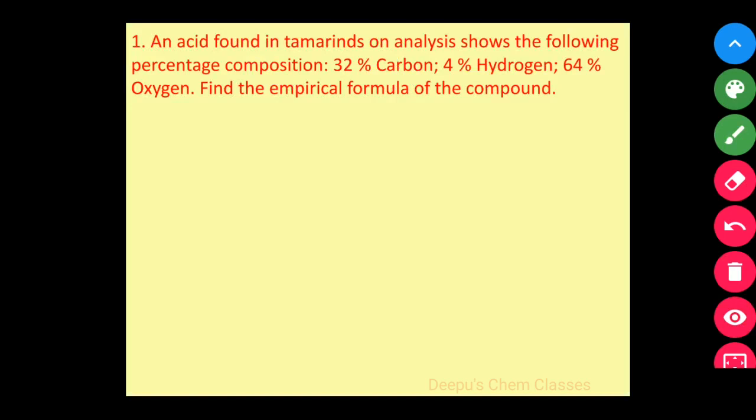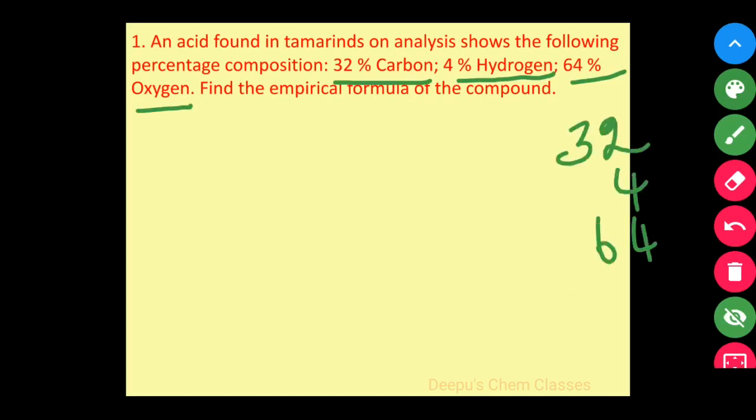Then an example for calculating empirical formula from elemental analysis data is given. The first one among that is an acid found in tamarind, which on analysis shows the following percentage composition: 32% carbon, 4% hydrogen and 64% oxygen. They have just given the composition of each element. If you add the percentages 32, 4 plus 64, you should get 100, because when we add the percentage of each element present in the compound, on the whole we should get 100% of the compound.